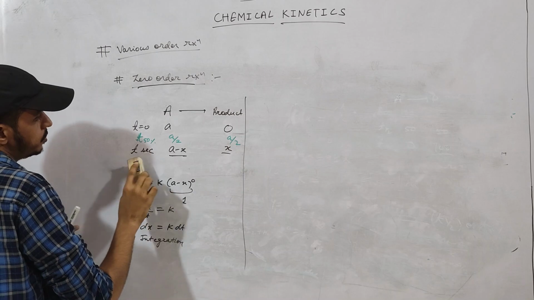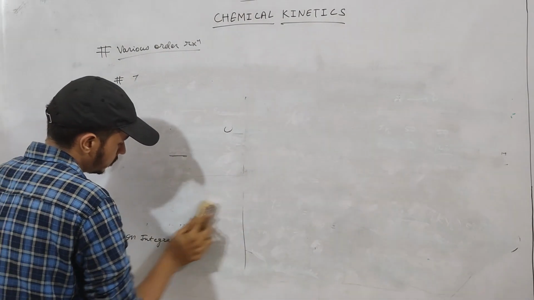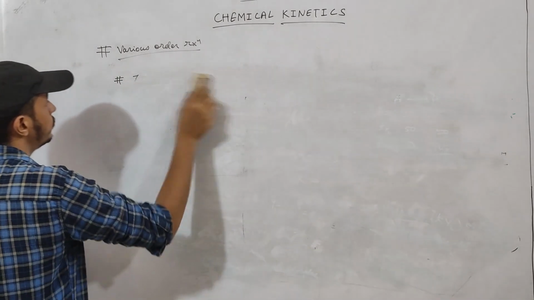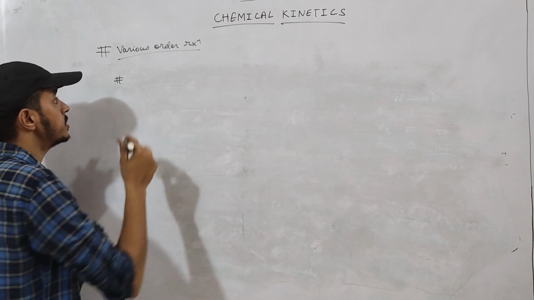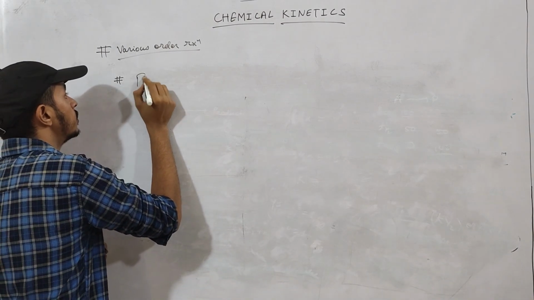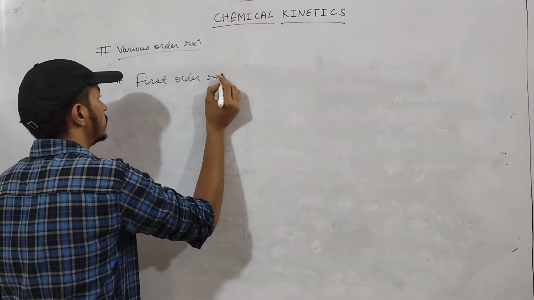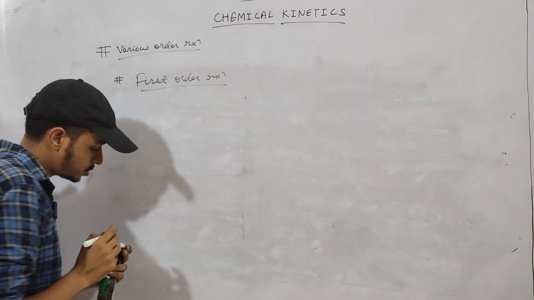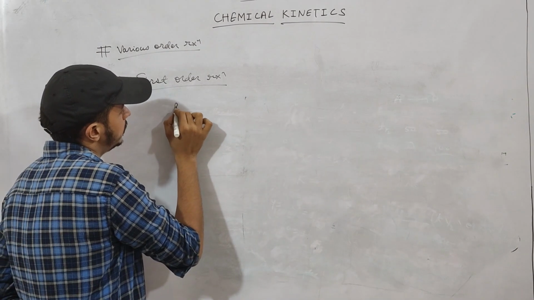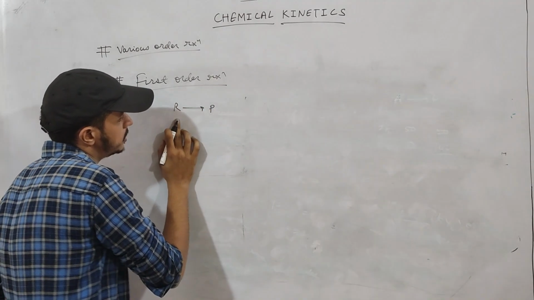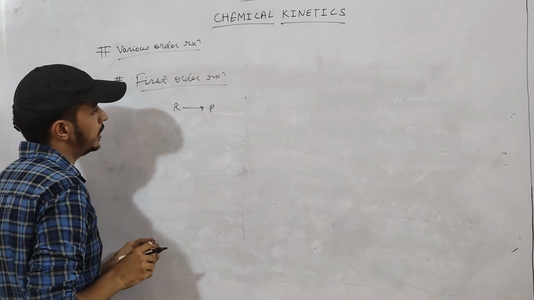So no change in first order reaction. In a first order reaction, the rate of reaction depends upon the reactant concentration. In first order reaction, the rate depends on the concentration of the reactant. So let's see an example.